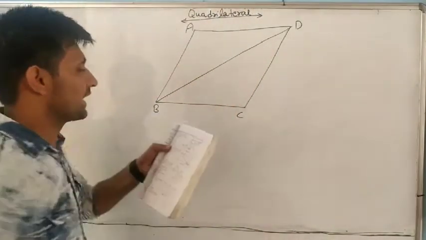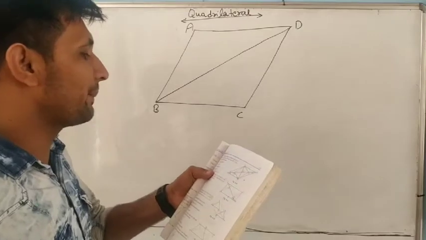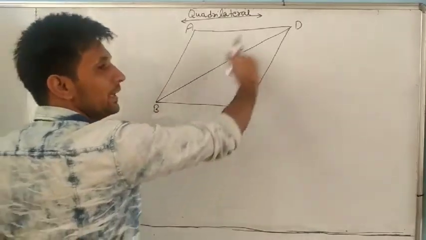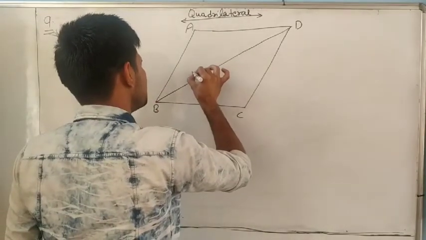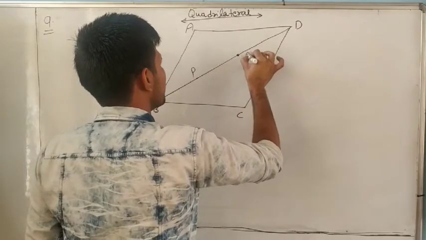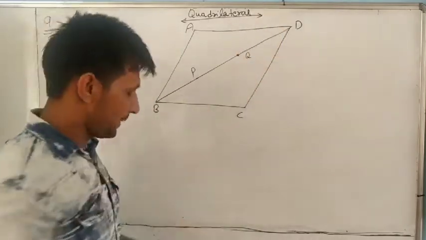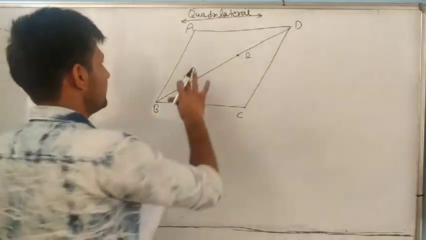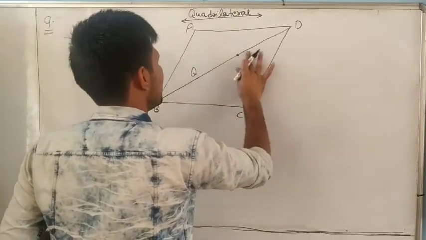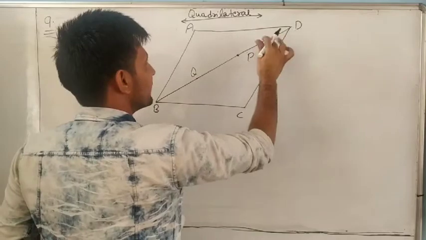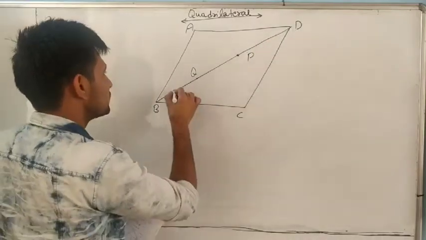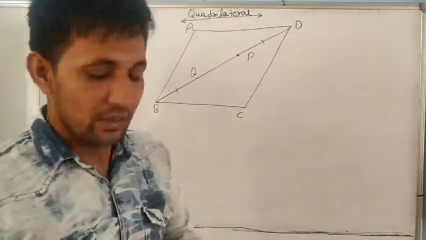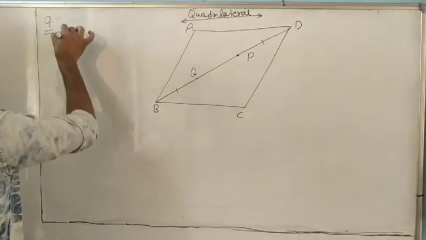So ABCD is a parallelogram in which two points P and Q are taken on diagonal BD. It is diagonal BD and two points are taken, one is P and one is Q, on the diagonal BD such that DP equal to BQ. So it means BQ equal to DP. Next, the first part we will do one by one.